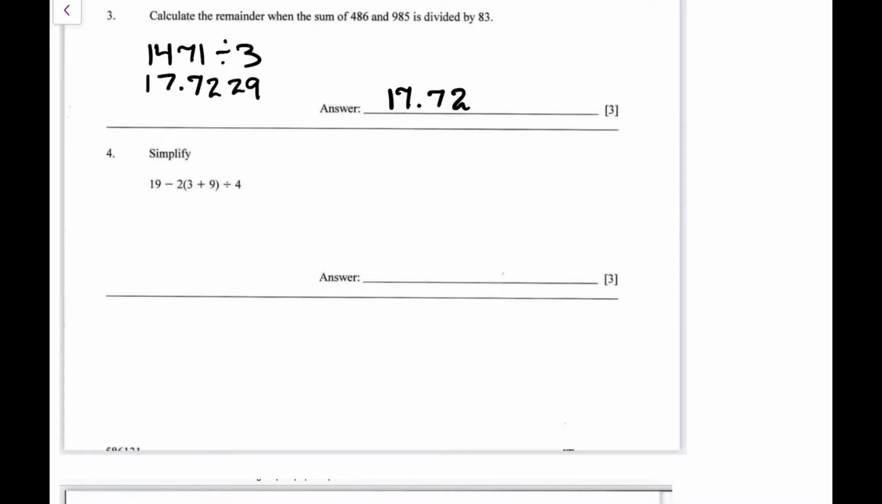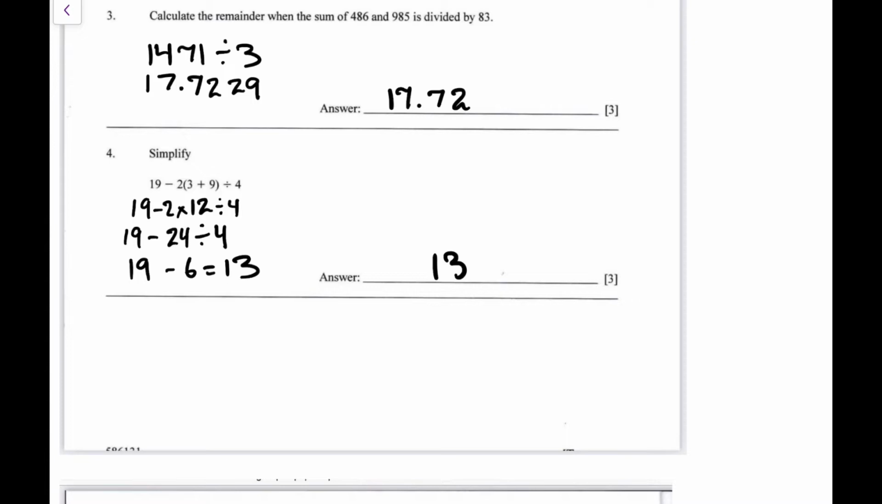All right, so for the next question, number 4, it says to simplify 19 minus 2 times the bracket 3 plus 9, divided by 4. So BODMAS tells us to remove the bracket first. So 9 plus 3 is 12. And I'm going to bring everything else back down. And then we had 2 times 12, which is 24. And then 24 divided by 4, which is 6. And so now we have 19 minus 6, which is just 13.